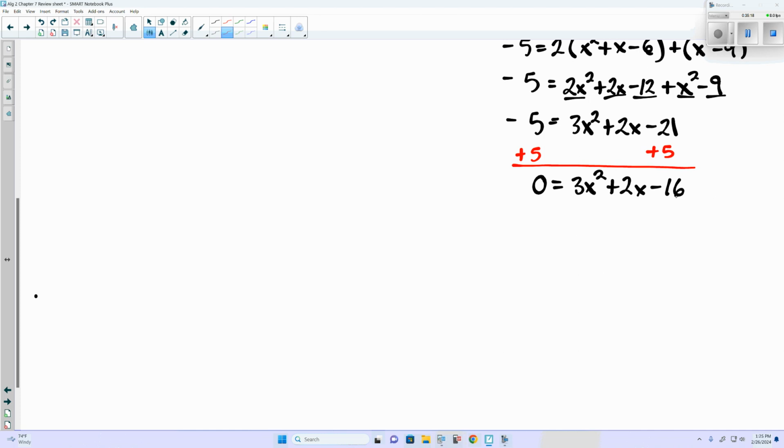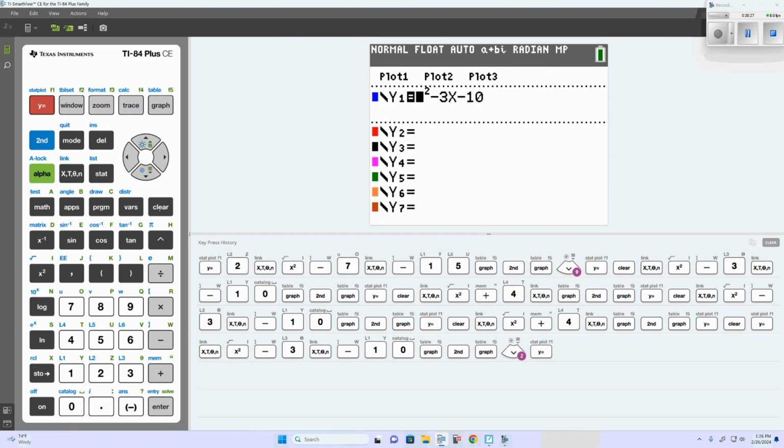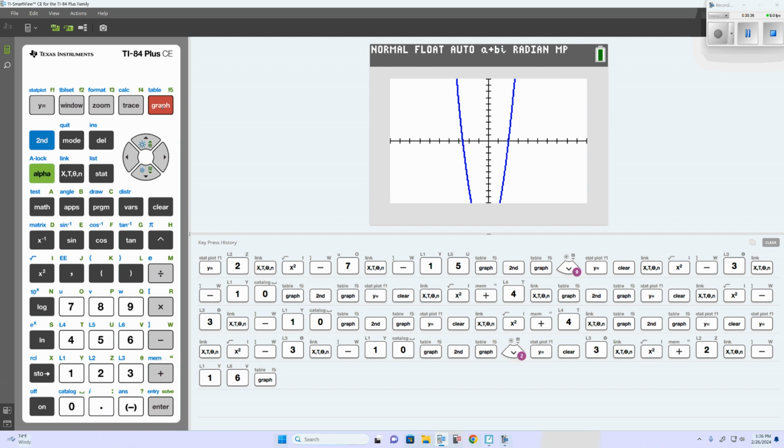So again, we can still graph this. 3x squared plus 2x minus 16. It's going to have a decimal. One of them is going to be fractional, yes. 3x squared plus 2x minus 16. What would we do? You would use the formula. We're going to have to factor.